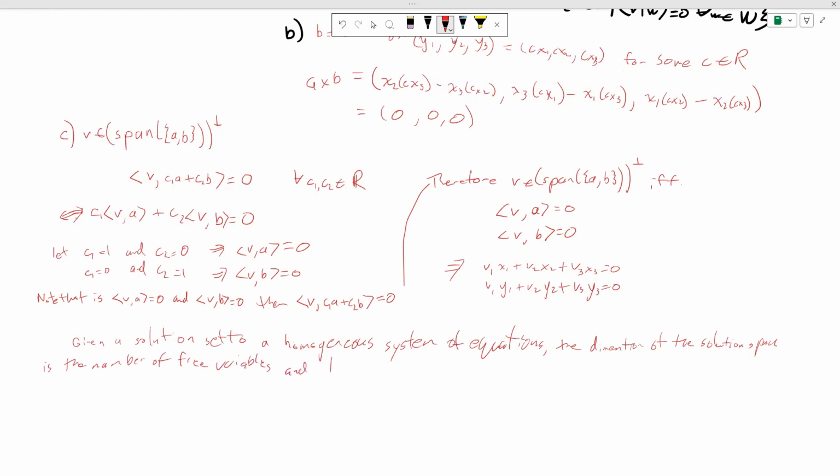and the number of basic variables is the number of linearly independent rows.